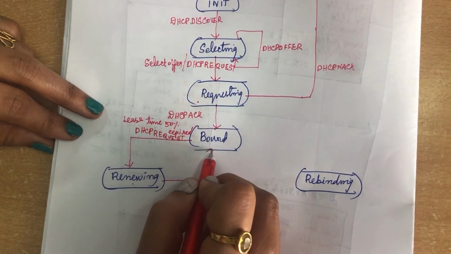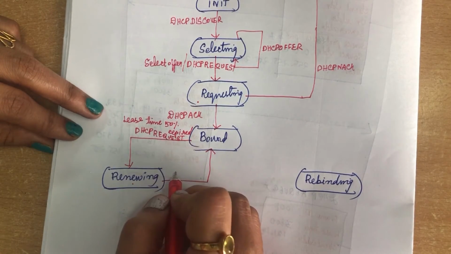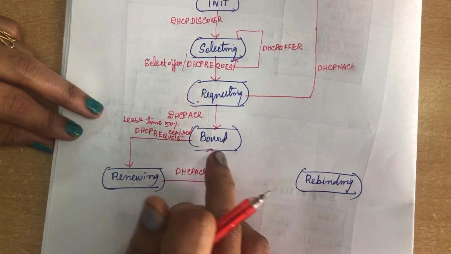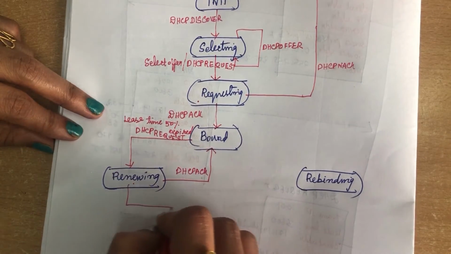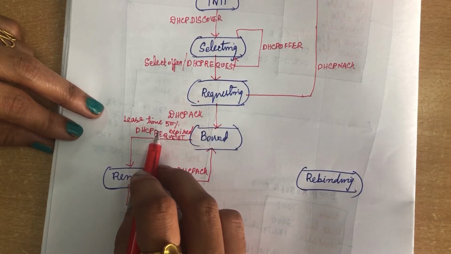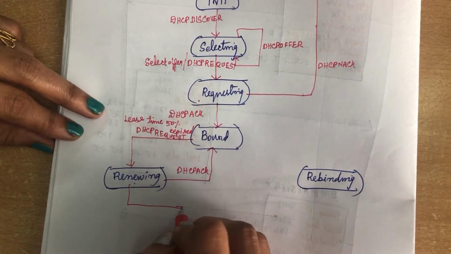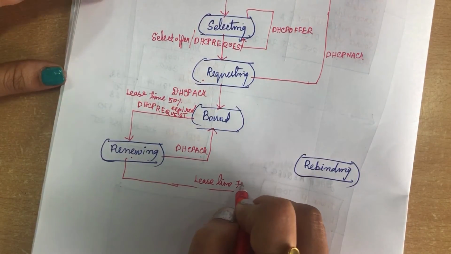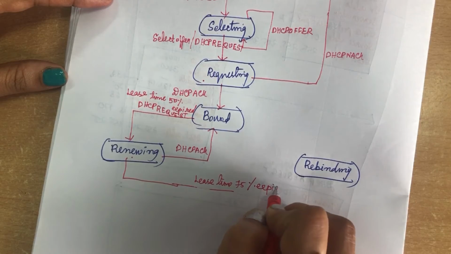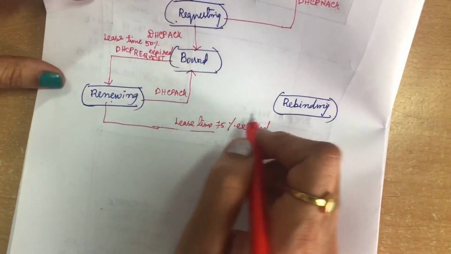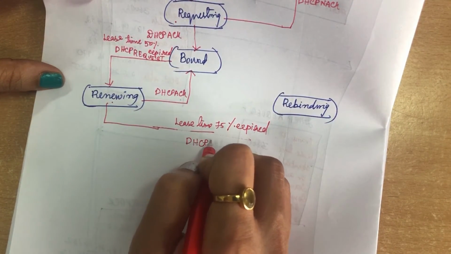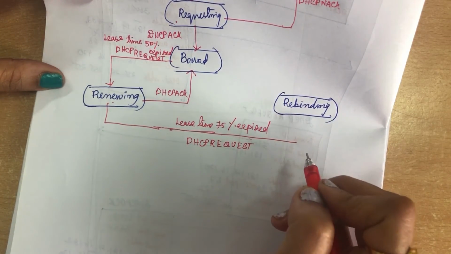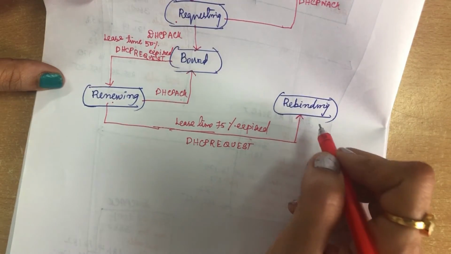If it asks for renewal from the server and the server sends an acknowledgement, it again goes to the bound state. If it does not receive any acknowledgement, it will wait until 75 percent of the lease time expires. Again it will send the DHCP request message to the server asking for more lease time. So now it goes into the rebinding state.